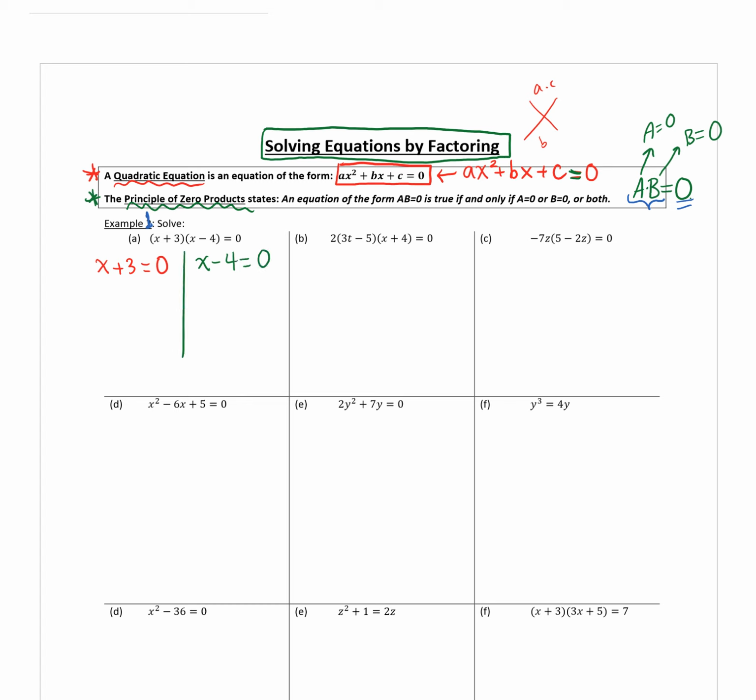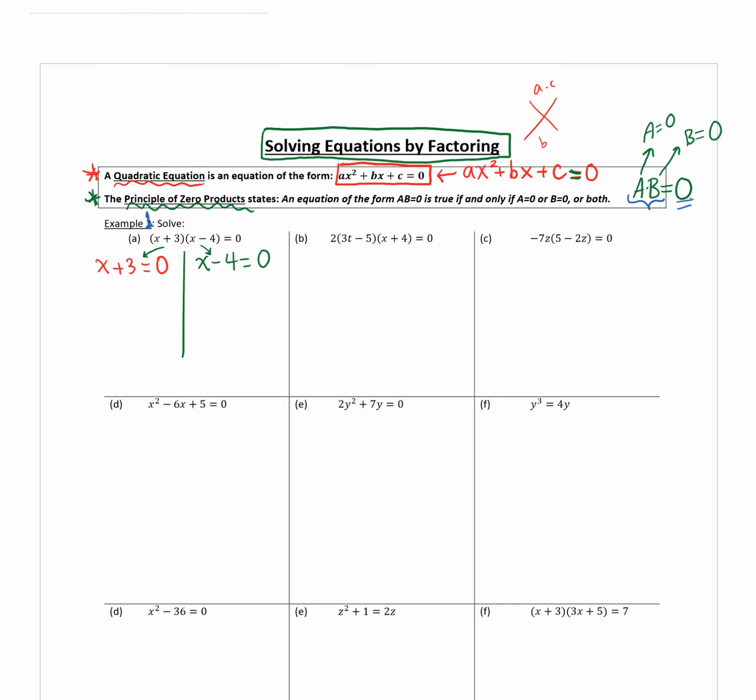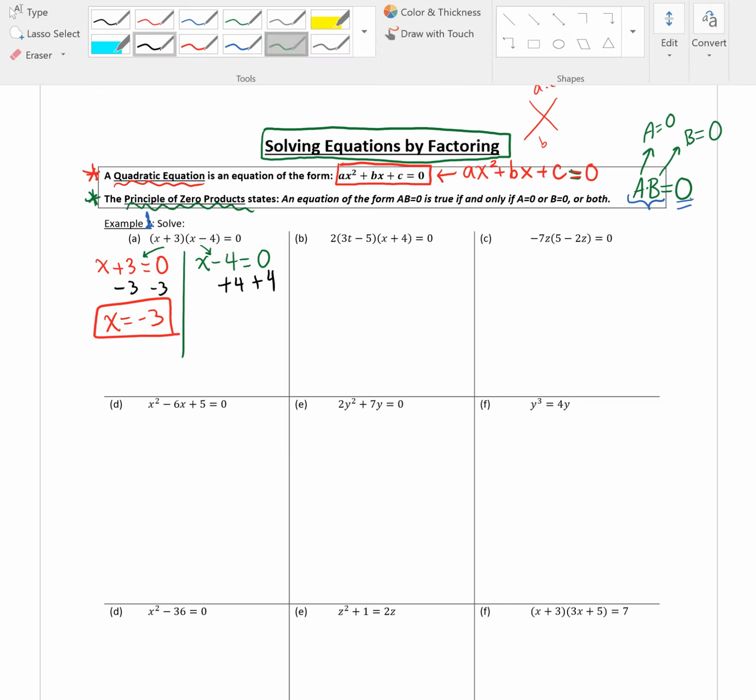One of those has to be true. So basically, when you have two things being multiplied together and they equal 0, you can set each of them equal to 0 separately and then solve them from there. To solve the left portion, x plus 3 equals 0, I'm going to subtract 3 from both sides. If I do that, I end up with x equals negative 3. So there's one solution, but I'll have another solution by solving this other equation that I found, x minus 4 equals 0. If I add 4 to both sides, it looks like I'm going to get x equals 4.